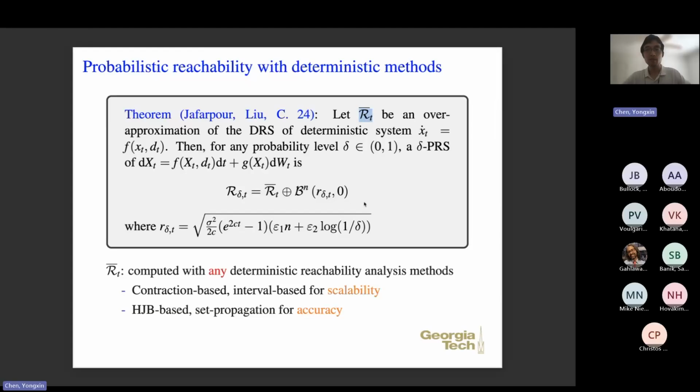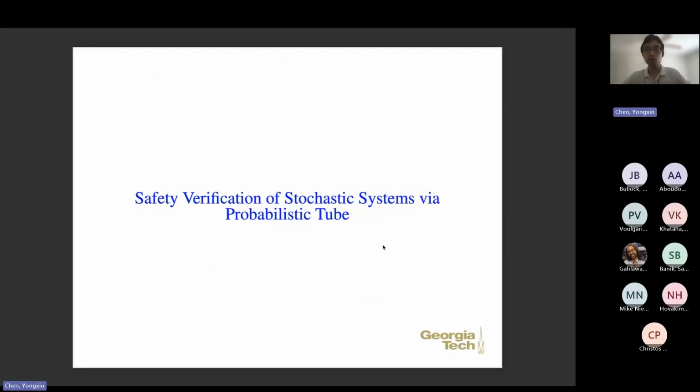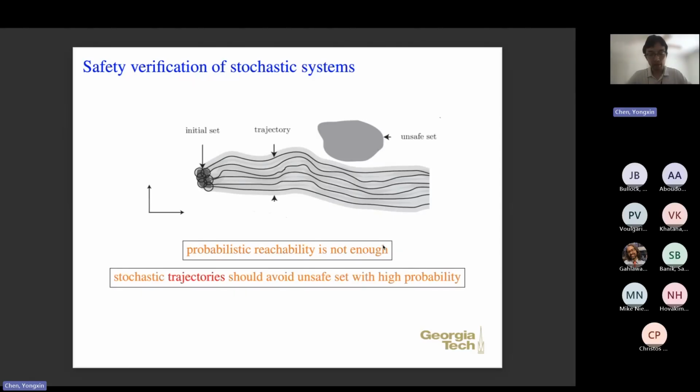Okay, so this is the first part of the talk. I see we are running out of time, so let me quickly go through the second part: safety verification. In the previous part, what we did is we provided a scalable way to compute the reachable set of the stochastic system.